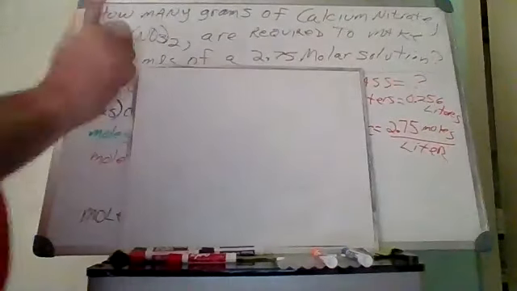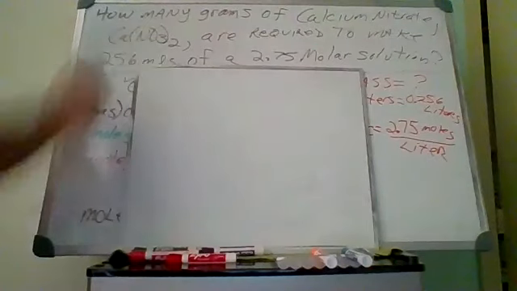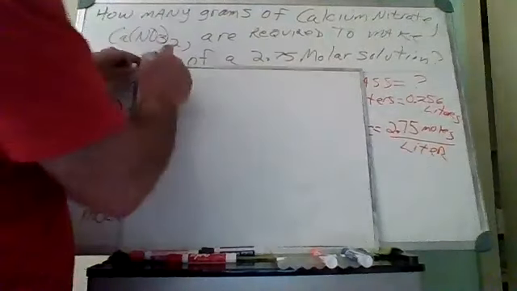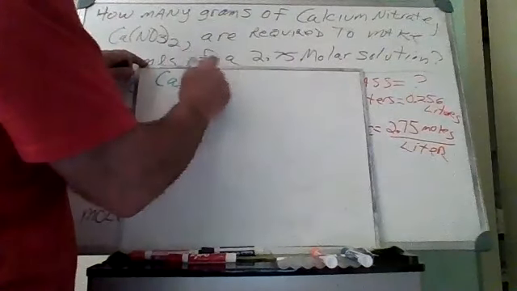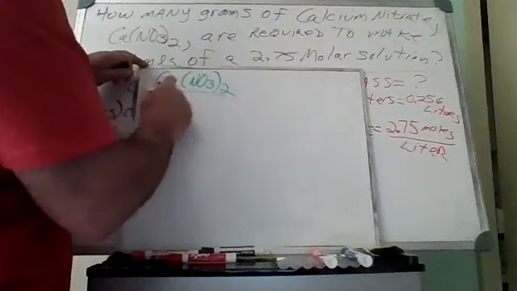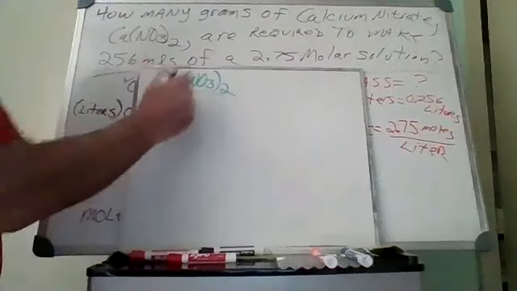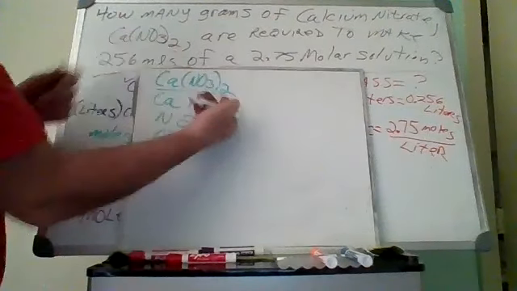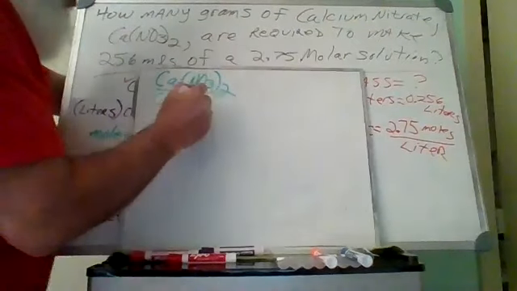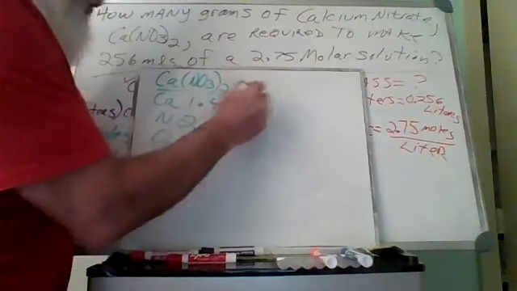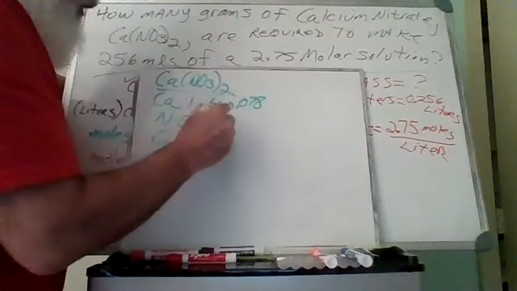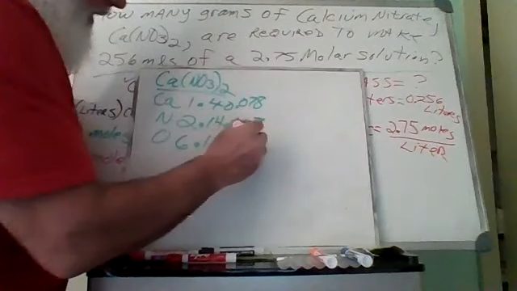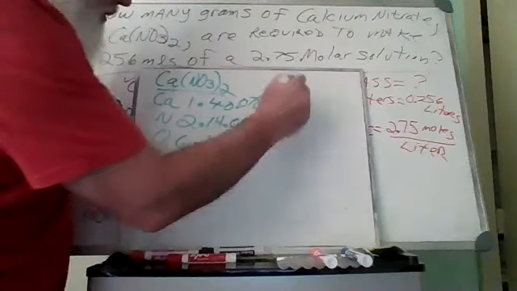But first, we're going to need the molar mass of calcium nitrate, right? For a mole concept problem, we need the molar mass. So let's go ahead and do that. Calcium nitrate: calcium, nitrogen, and oxygen. I see 1 calcium, 1 nitrogen times 2 is 2 nitrogens, 3 oxygens times 2 is 6 oxygens. So calcium is 40.078, nitrogen is 14.007, and 15.999 for the oxygens.